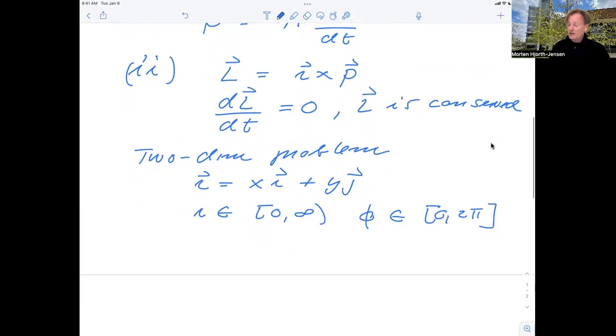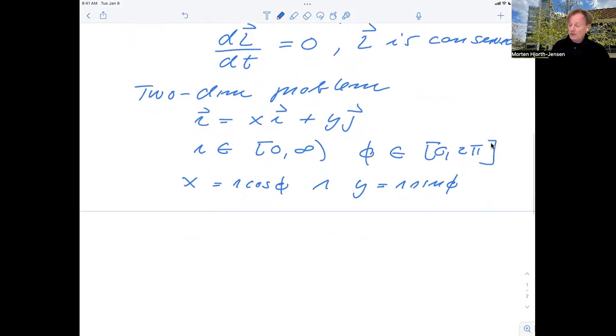Then, when we did this, we could rewrite, for instance, the kinetic energy and also the equations of motion in terms of the polar coordinates. So what we have now is that x is given by r times cosine phi, and y is given by r times sine phi.